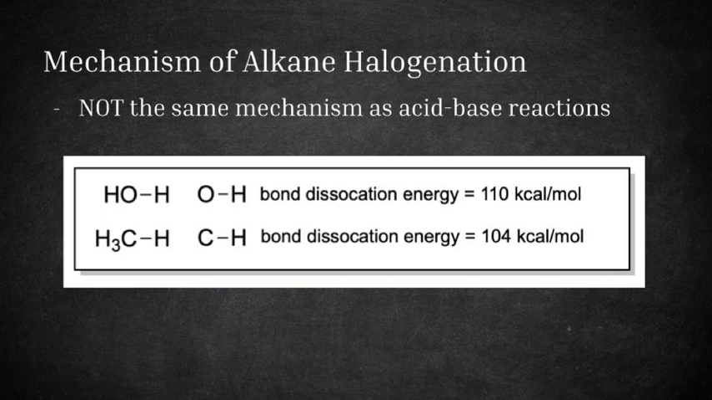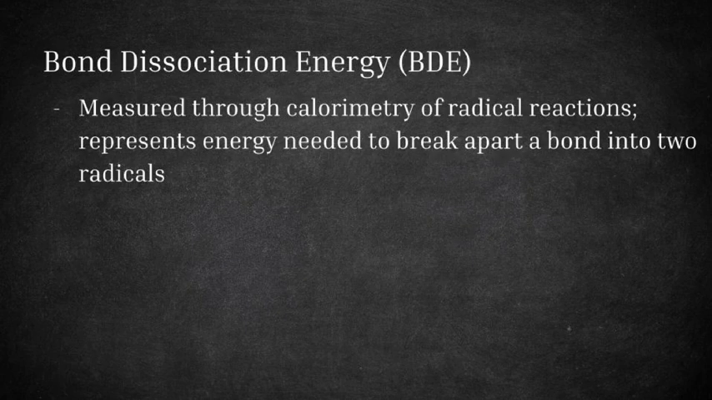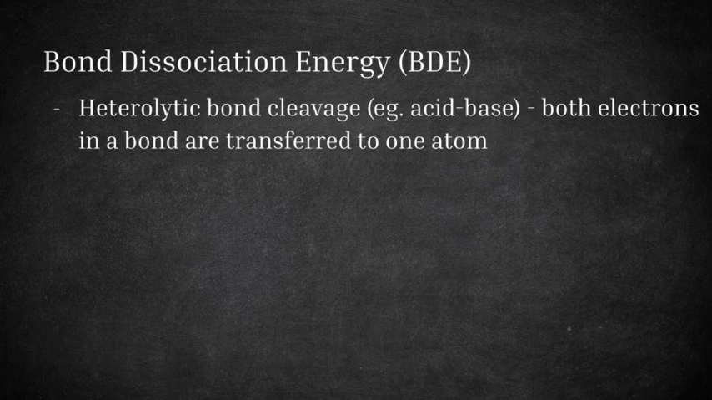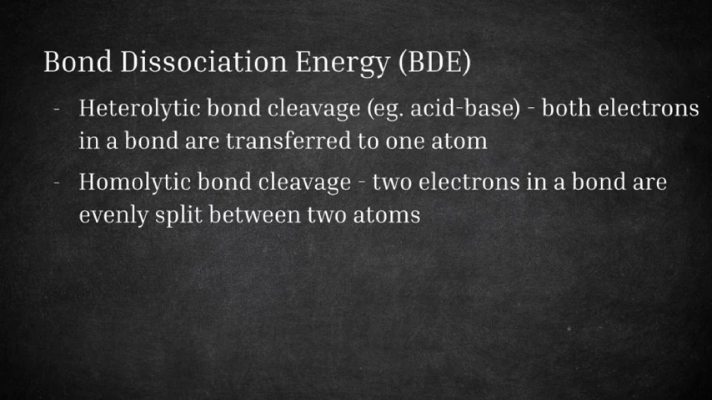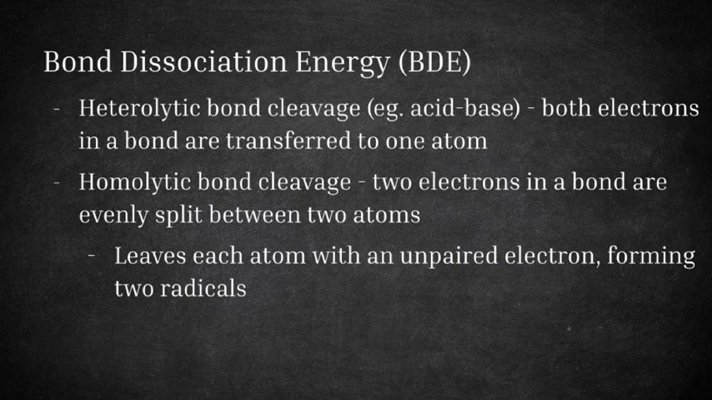We can understand this phenomenon by first defining bond dissociation energy. Bond dissociation energy is measured through calorimetry of radical reactions, and therefore represents the energy needed to break apart a bond into two radicals. While acid-base reactions proceed via heterolytic bond cleavage, where both electrons in a bond are transferred to one atom, homolytic bond cleavage occurs when the two electrons in a bond are evenly split between the two atoms. This leaves each atom with an unpaired electron, resulting in the formation of two radicals.